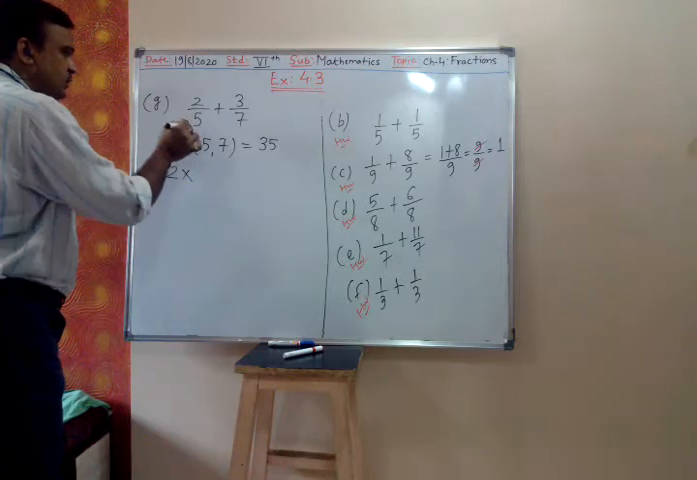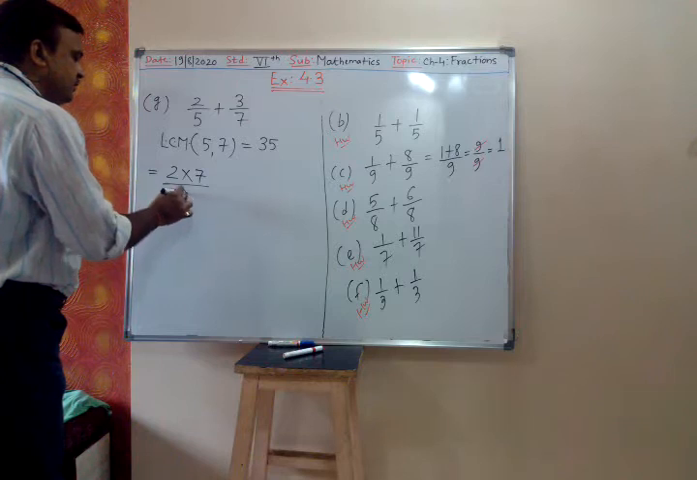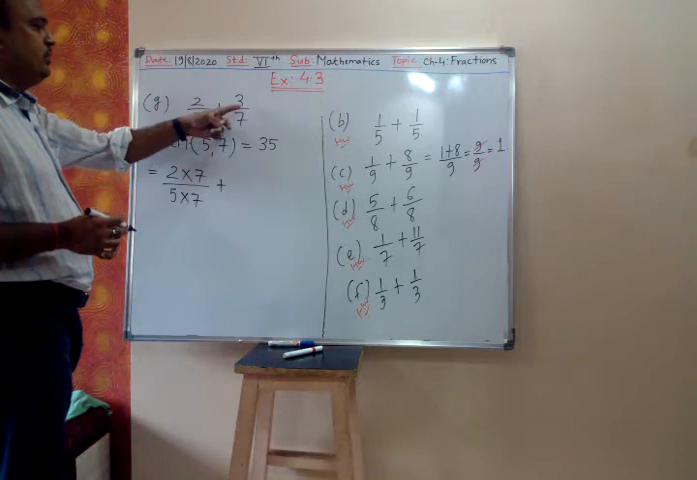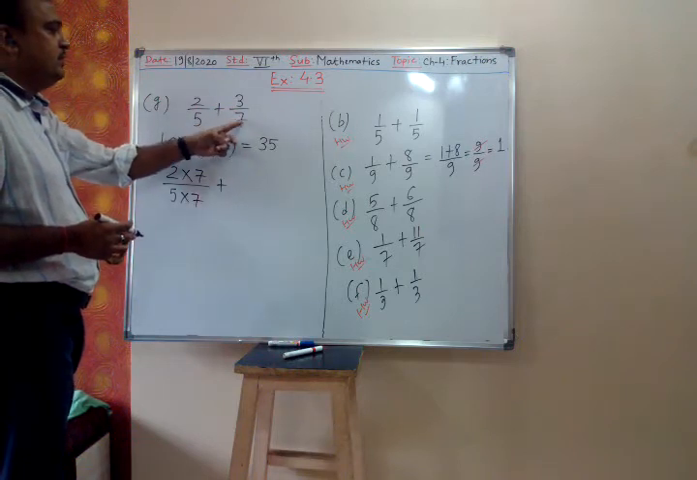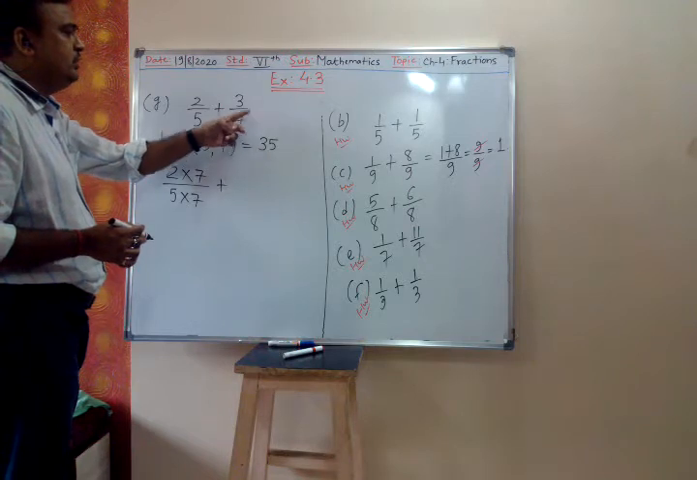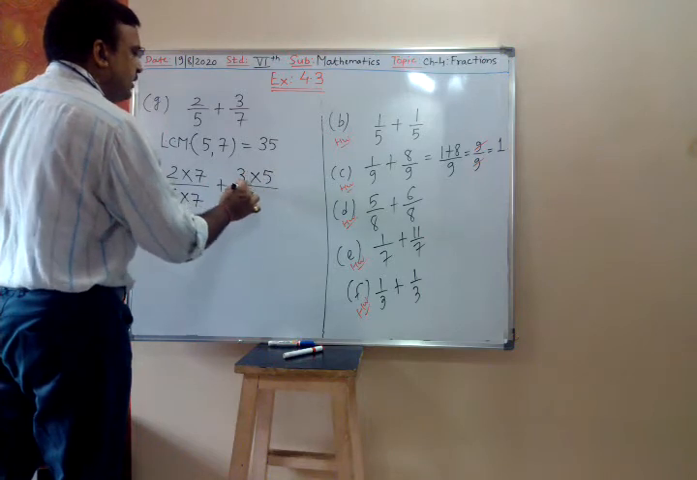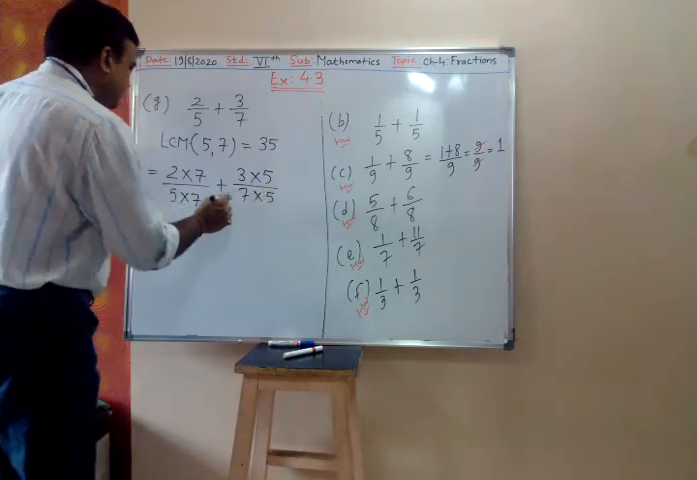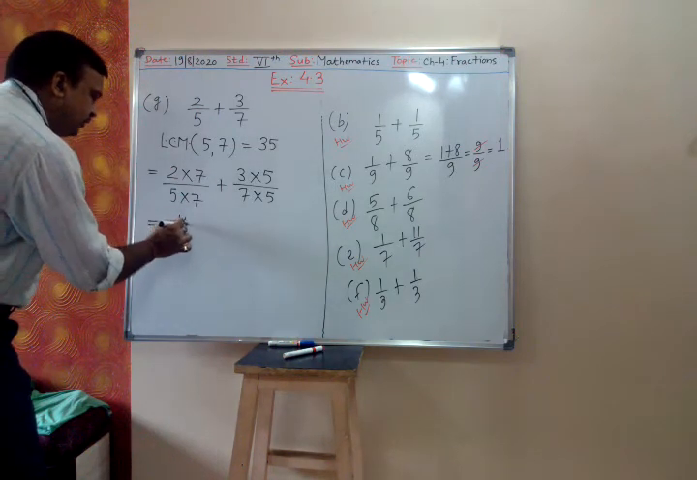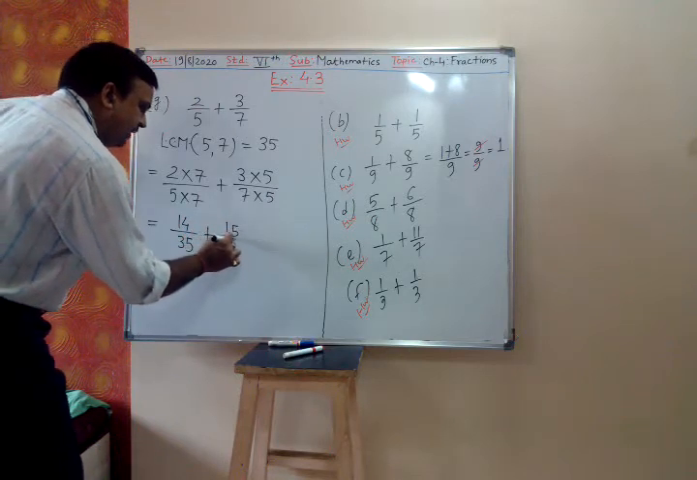So the first, 2 upon 5, I will multiply and divide by 7. So 2 upon 7, 5 into 7, plus, now this is 3 upon 7. Now instead of 7 we want 35. So this I will multiply by 5 in the denominator, and the numerator also will be multiplied by 5. So 3 into 5 upon 7 into 5. So 2 into 7 is 14. 14 upon 35 plus 15 upon 35.